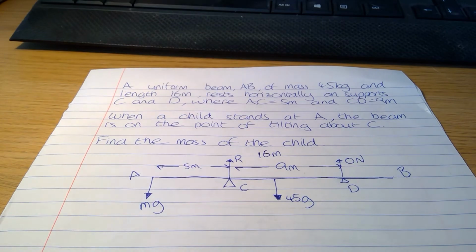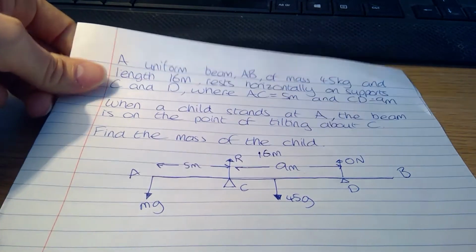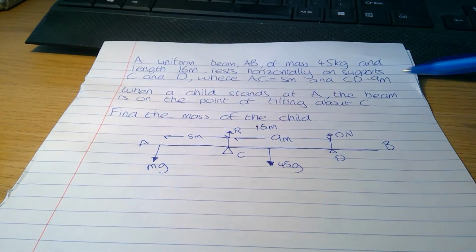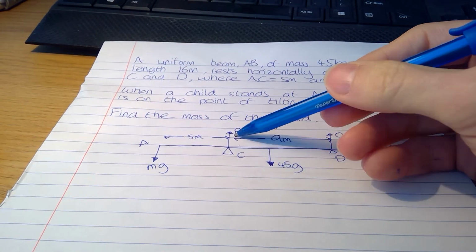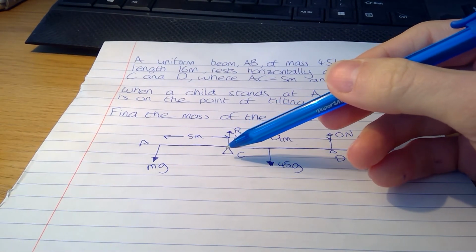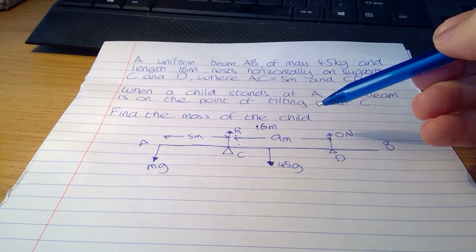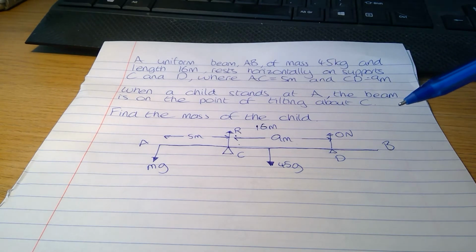So this question is going to involve taking some moments. And the idea is that because we've got an unknown force going through C, if we take moments about C, we don't have to include that in our equation. It means that we're going to be able to work out m much more quickly, much more directly.